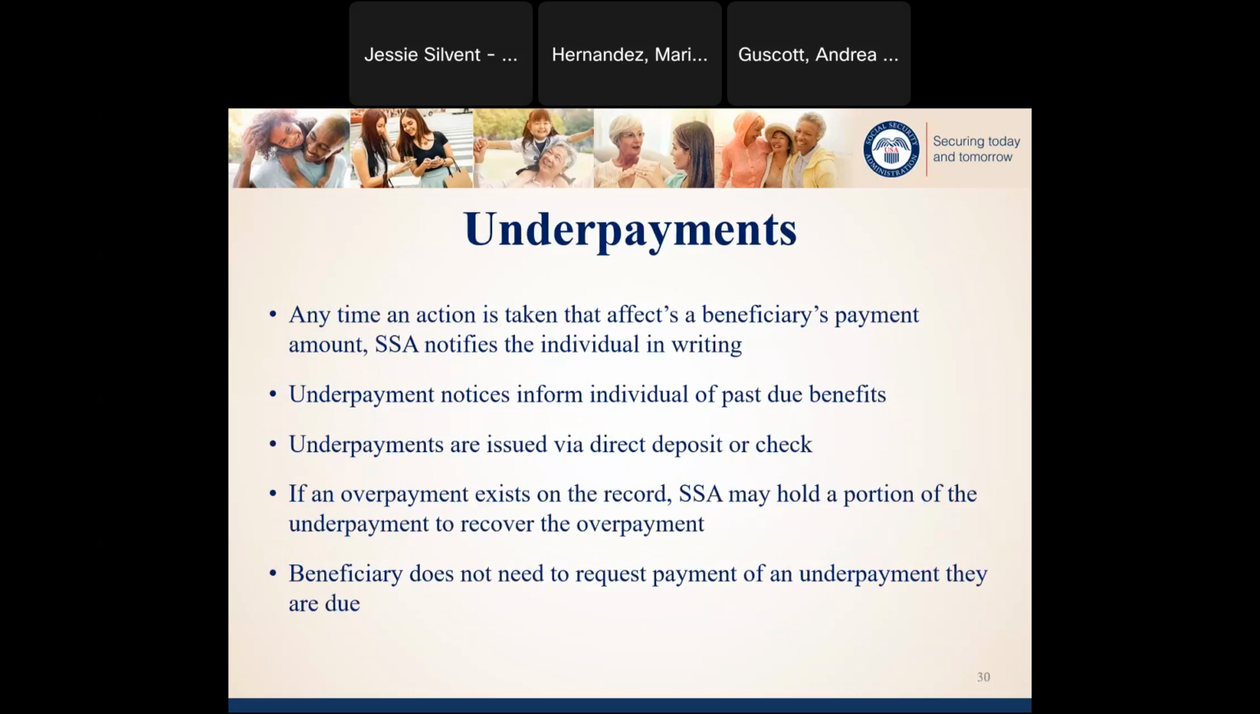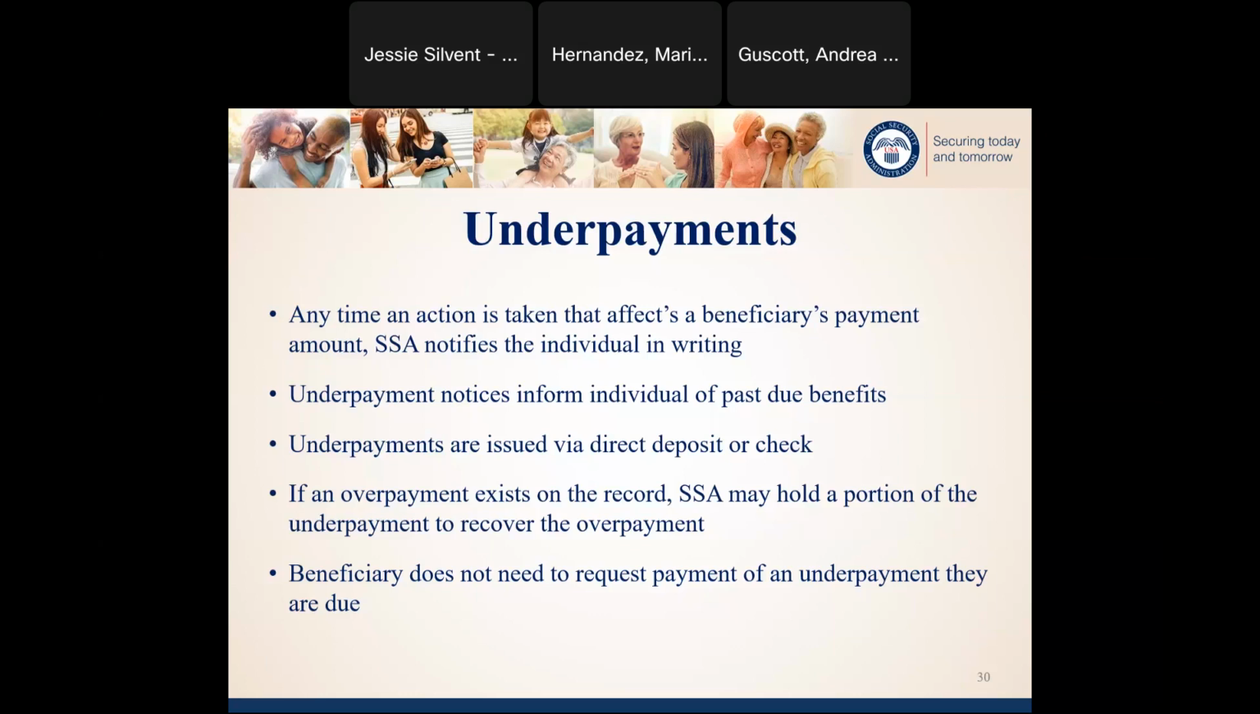So as with overpayments, SSA notifies a beneficiary whenever an action is taken that will affect their payment amount, including when they are due an underpayment. So the notice will inform the person of past due benefits and how the money will be issued to the person. Generally, that's done either via direct deposit or a paper check. The notice will also inform the person if the underpayment is being paid with any other amount payable to the person, such as an ongoing monthly benefit, and when to expect that money. So if they're getting direct deposit, it's usually within a couple days that they'll say, you should expect this money, let's say on August 30th. It's usually within a business day or two of that date, so that the person knows to keep their eye out and look for that payment in their bank account.